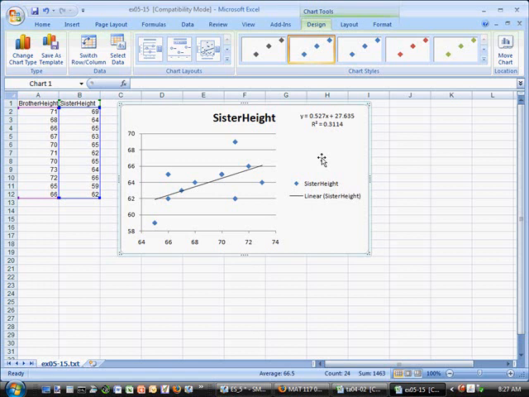Part B. Damien is 70 inches tall. Can you predict the height of his sister Tanya? Well, with a little trepidation. Why? What's r squared in this problem? 0.3114. That means we can only do it with kind of a 31% accuracy. So I would be real careful.